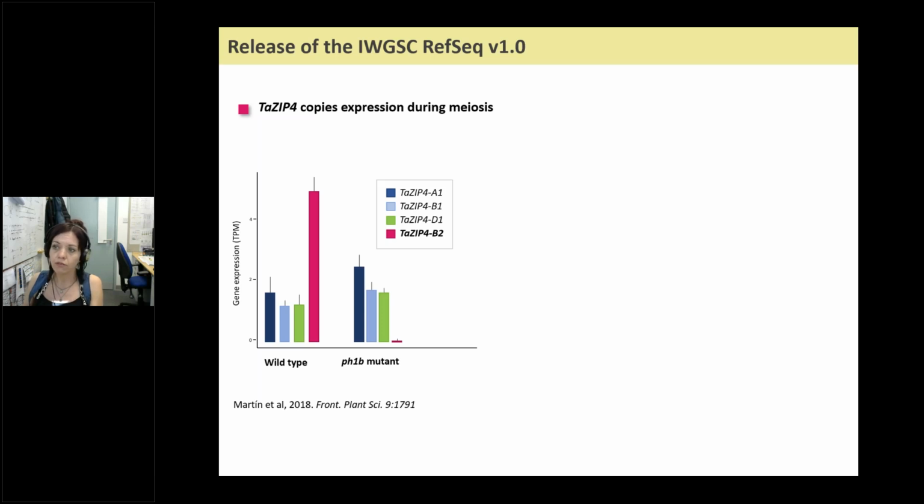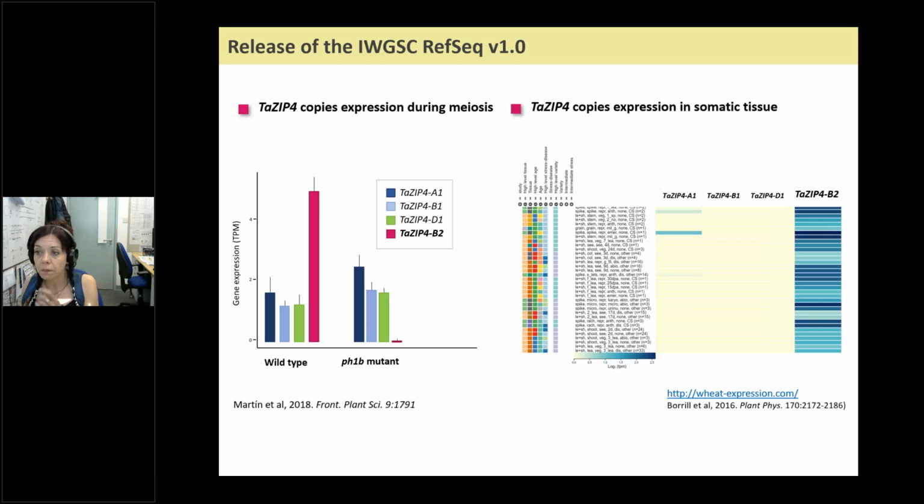But more importantly, it was the ZIP4 copy on 5P, the one showing the highest level of expression during meiosis. You can see the ZIP4 copy on 5P in magenta on the left, and on the right is the expression in the Ph1b mutant, where this copy is deleted. Also very interesting, the expression pattern of this copy is completely different to the copies on group 3. While the ZIP4 copies on group 3 are only expressed in meiotic tissue, the ZIP4 copy on 5P is expressed in all types of tissue: roots, stigma, leaves. Here I show a screenshot taken from the expVIP expression browser, where you can easily visualize the difference in the expression pattern of this copy.